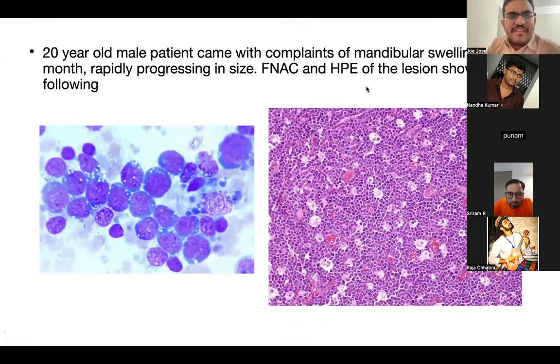You have a 20-year-old male patient with complaints of mandibular swelling since 1 month, with rapid progression in size. FNAC and histopathology of the lesion show the following. Dr. Praneeth, can you tell me what you're seeing here?